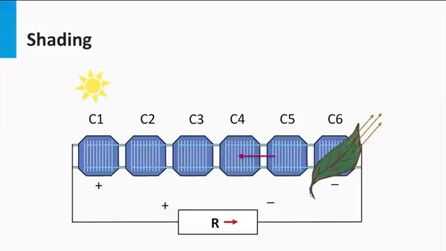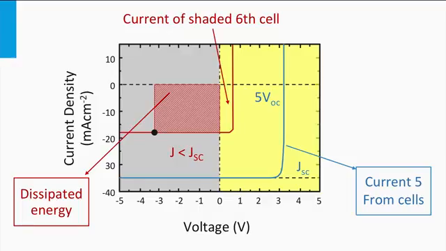This means that the current generated in the shaded cell is significantly reduced. In a series connection, the current is limited by the cell producing the lowest current. This cell dictates the maximum current flowing through the module. In this JV curve, we show the theoretical JV curve of the 5 non-shaded solar cells and the 1 shaded solar cell. If we have a constant load like the resistance R in the previous picture, it means that the voltage over the module is dropping due to the lower current generated.